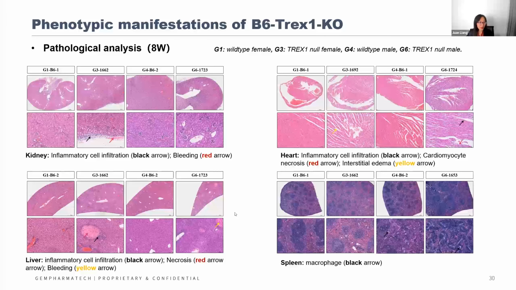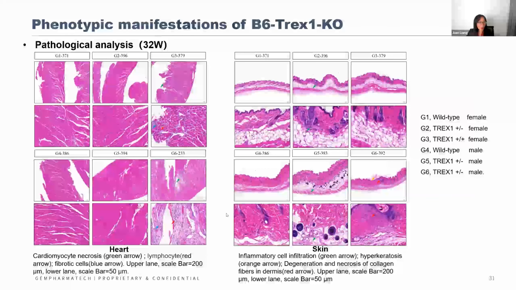In the pathological analysis, we found inflammatory cell infiltration in the kidney, heart, liver, and spleen at around 8 weeks. That indicated inflammation of multiple organs in this model. We also performed the pathological analysis at around 32 weeks. At 32 weeks, the heart also showed cardiomyocyte necrosis and there was inflammatory cell infiltration in the skin.